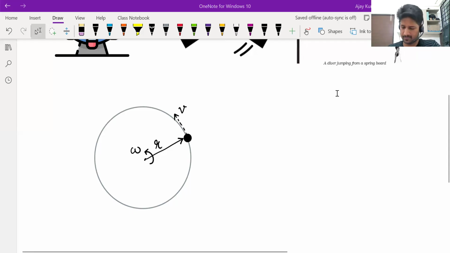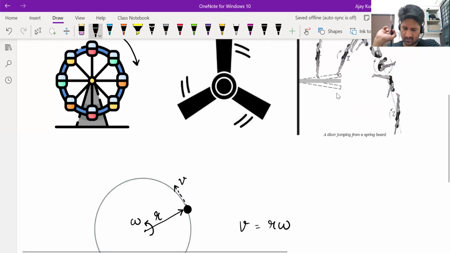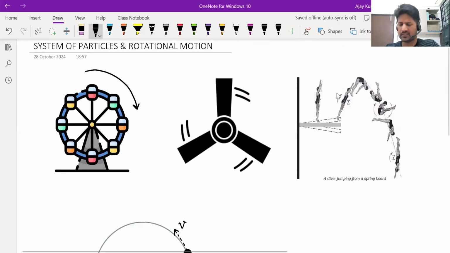So V is r omega. Good. V is equal to r omega, where omega is the rate at which the object or system is rotating, and r is the distance of the object from the center of the circle or the circular path that it is following. Now, see, the third case, the diver is not a rigid object.